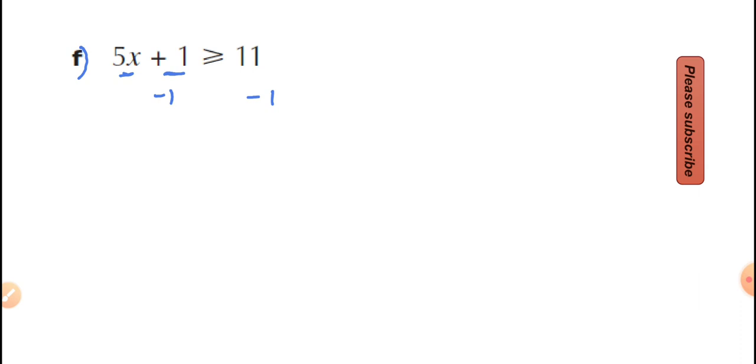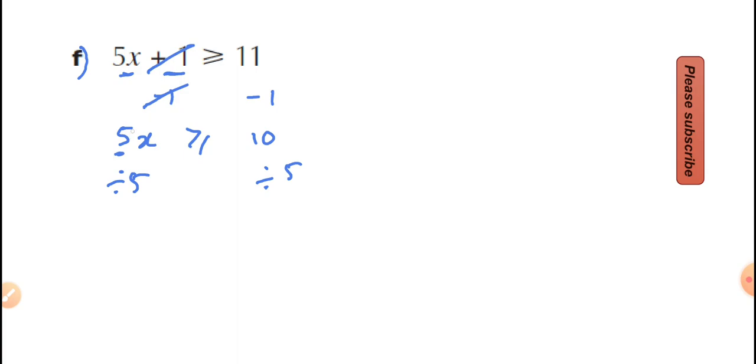So that means on the left hand side, the plus 1 and the minus 1 cancel out, leaving us with just 5x. And on the right hand side, 11 minus 1 is just 10. And then we just copy the sign down. Then to get the x on its own, we have to get rid of this times 5. To do that, we have to divide by 5 on the left, and divide by 5 on the right.